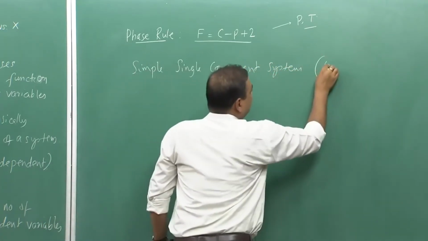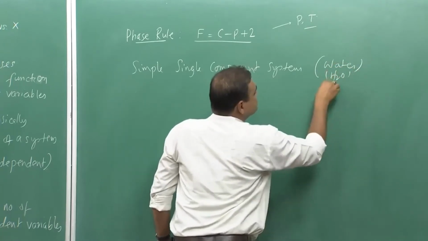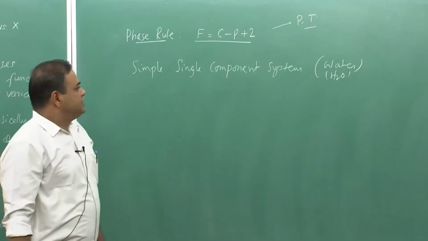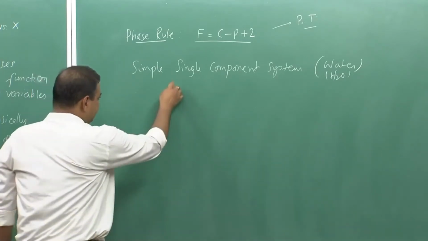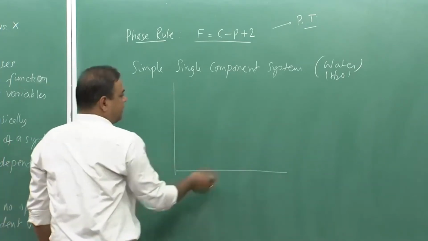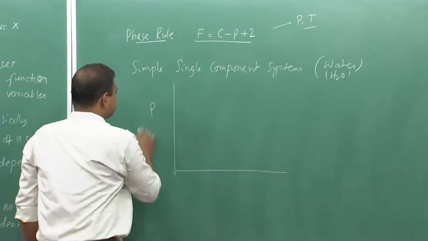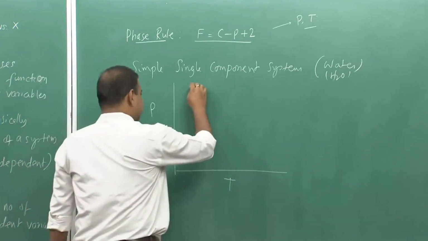And if we consider water, which is H2O, now in that case it is a single component system, and there I can have a phase diagram as a function of pressure and temperature, and the diagram looks like this.